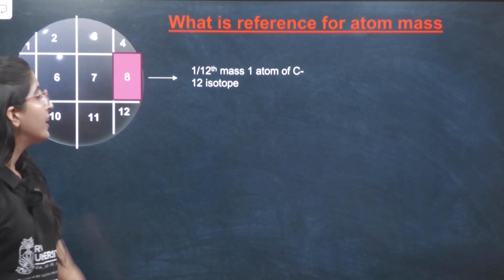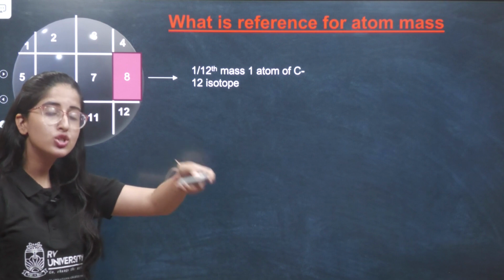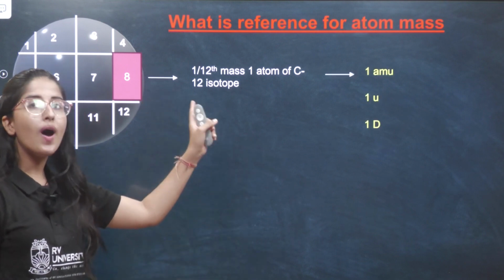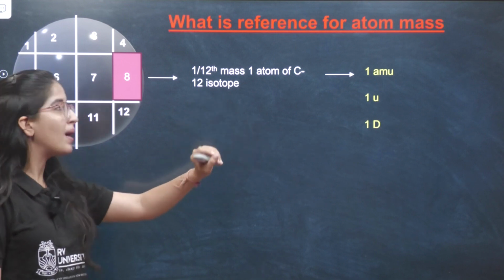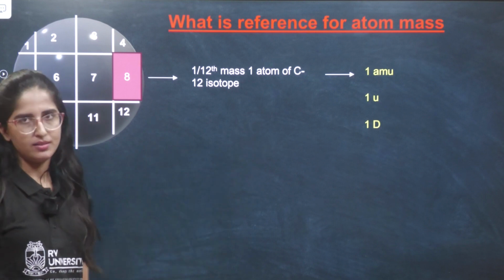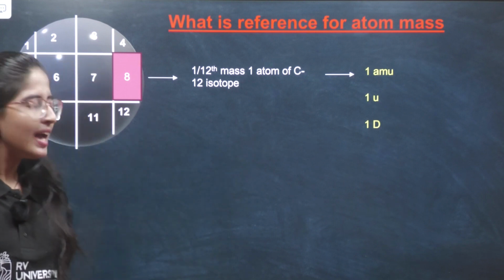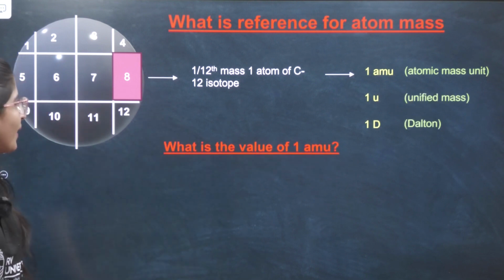They had to calculate. So, that is 1 by 12th mass of 1 carbon 12 isotope, which is used as a reference, and it is called 1 AMU or 1 U, unified mass, or 1 Dalton. But what is the value of this 1 AMU? It's very easy, right? I already told you what the mass of 1 carbon 12 isotope is.